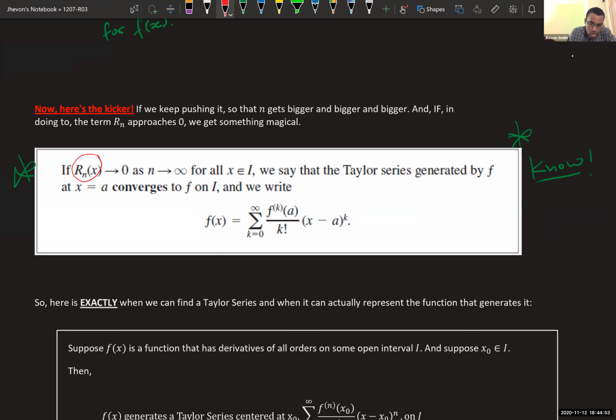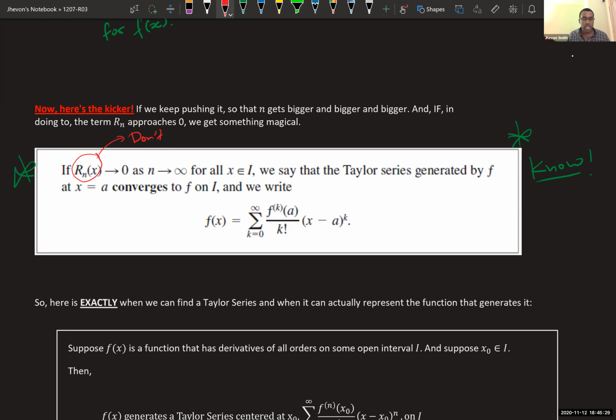I would say you don't need to know the form of this, but you should be able to figure it out. Don't need to know the form of this, but you should know this idea. If the remainder term approaches 0 as n approaches infinity, then my Taylor series is equal to my function. And that's when I take all the terms, right? So if I take the entire Taylor series, it will converge to the function. The more terms of the Taylor series I take, the closer and closer it gets to the function. And if I take an infinite number of terms, it is equal to, as in I can't tell the difference between this function and not.